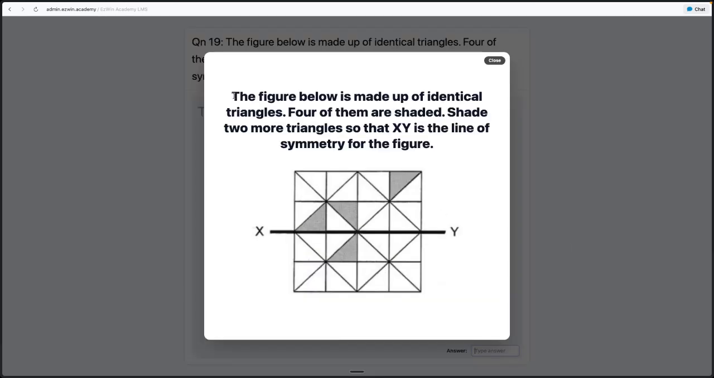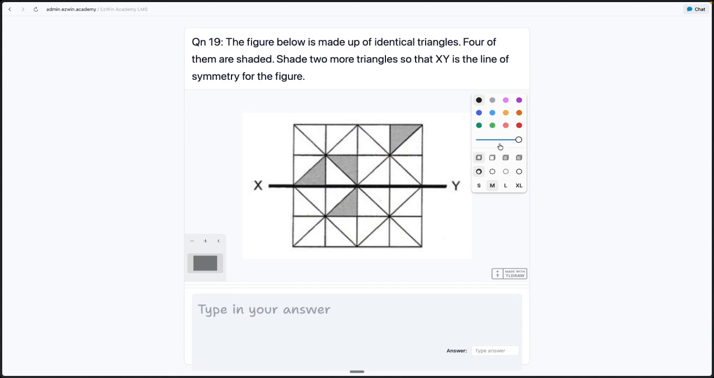Question 19. The figure below is made up of identical triangles. Four of them are shaded. Shade two more triangles so that XY is the line of symmetry for the figure. We need to shade the two other triangles. We always want to have a mirror. If we find a shaded triangle, then its mirror counterpart is also shaded, as we see over here. So we just shade this one.